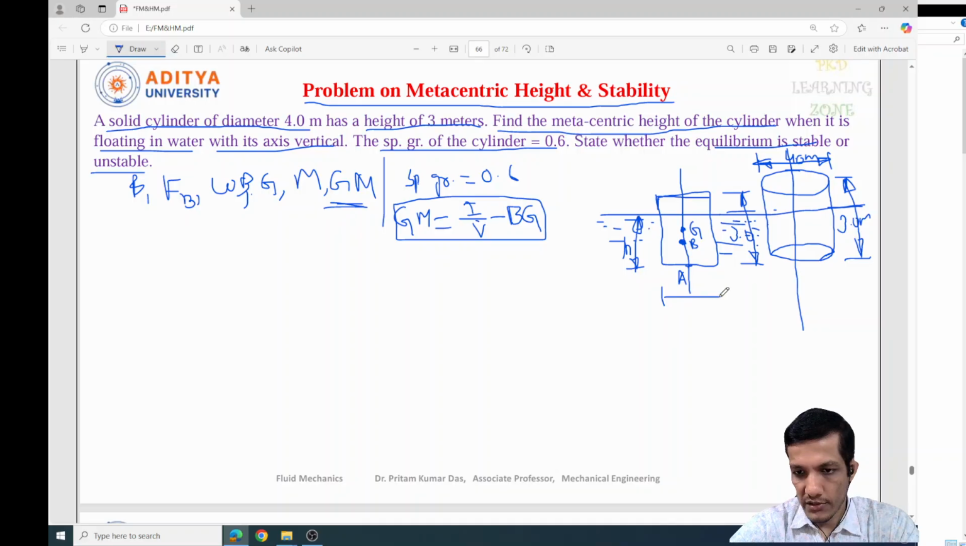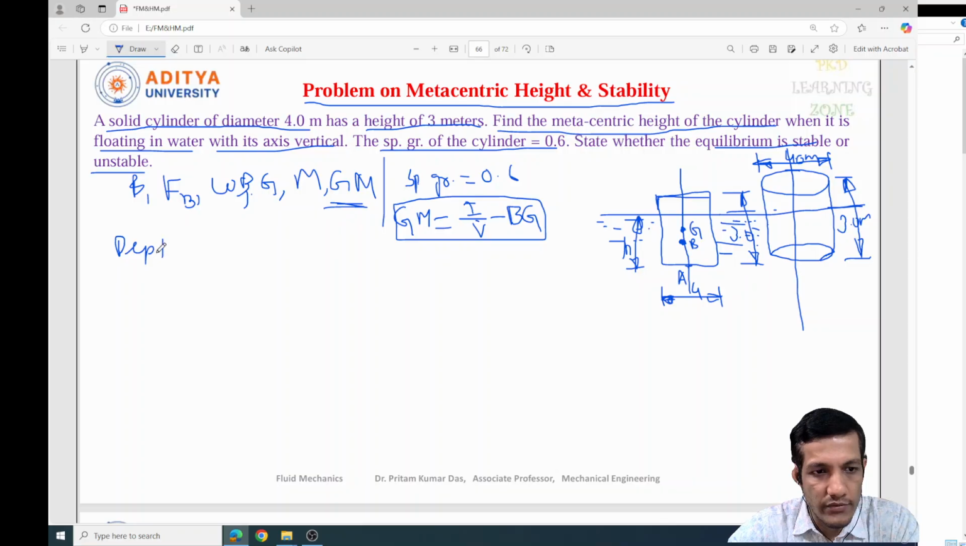This one I have already mentioned there, 4, because the diameter of the cylinder is 4. So we can draw like this. Next, I'll find out the depth of immersion of the cylinder, how much of it is inside the water, and we need to mark it here. So let's find out how we can calculate that.